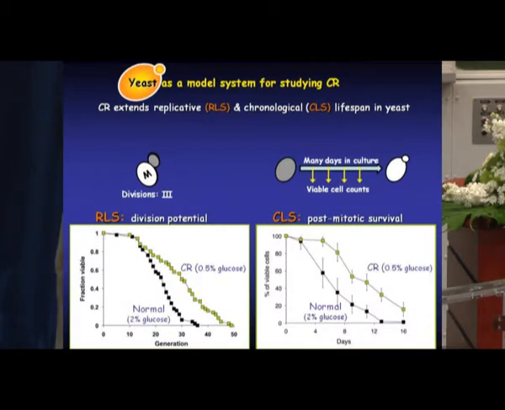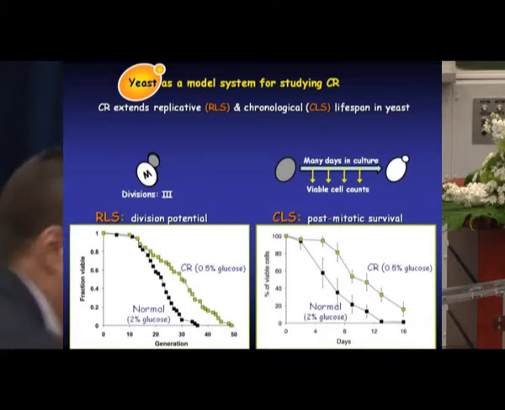The yeast we use is budding yeast, a single-cellular organism, and the daughter cell is smaller than the mother cell, so we can separate mother and daughter cells by their size under the microscope. CR could extend both replicative lifespan, which means replication or division potential, and chronological lifespan. First I'll show how we define and measure replicative lifespan.